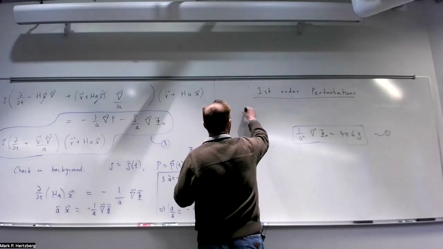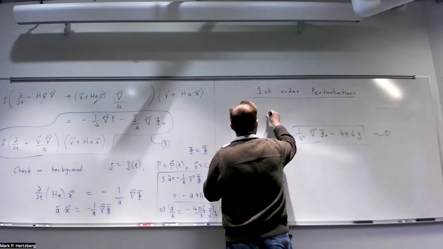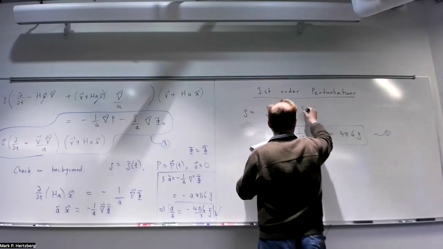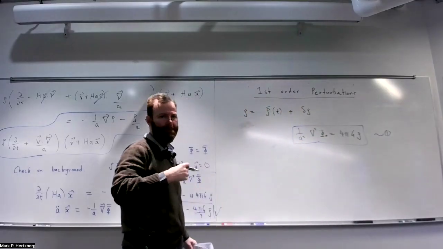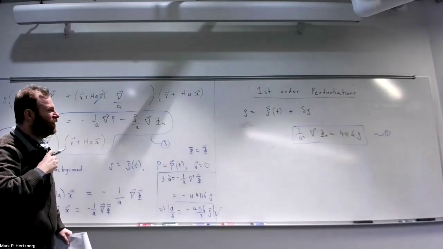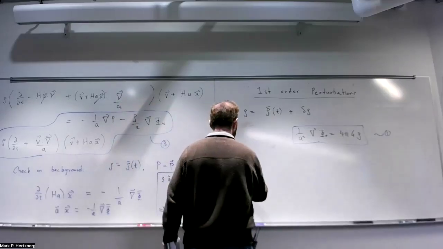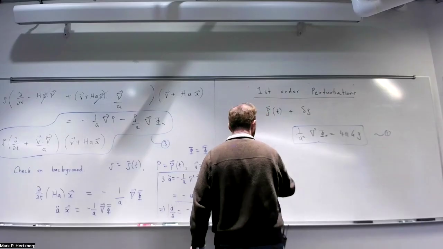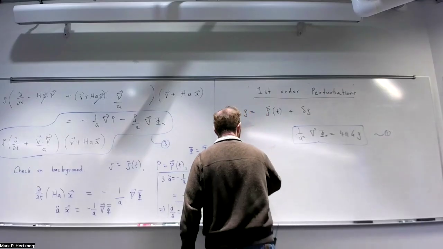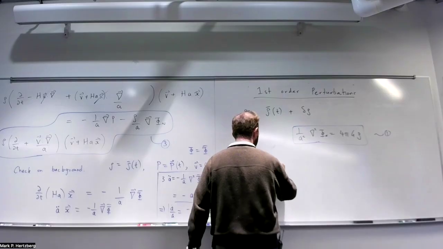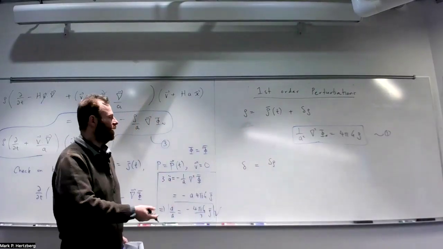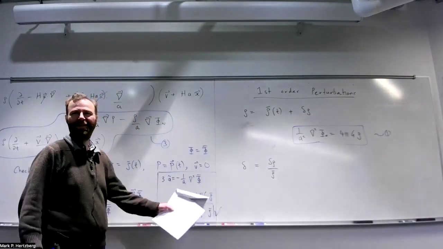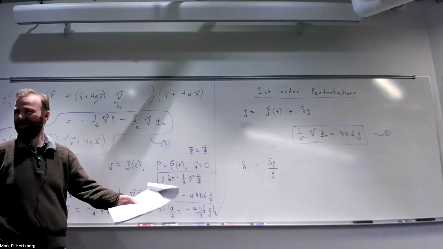So for density, we're going to write rho like before, rho background, which now remember can be a function of time, plus delta rho. But the notation we usually use, I mentioned it last time, is to write delta, crazy notation, but delta is the perturbation delta rho divided by rho bar. Is that all right? That's the notation people use.